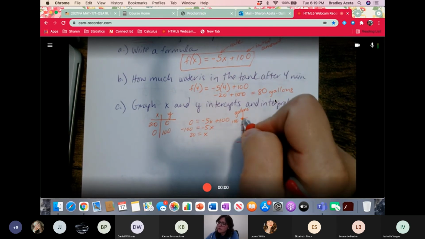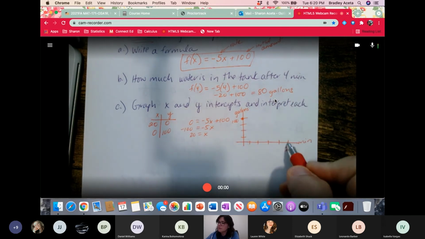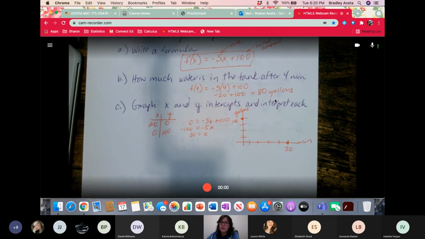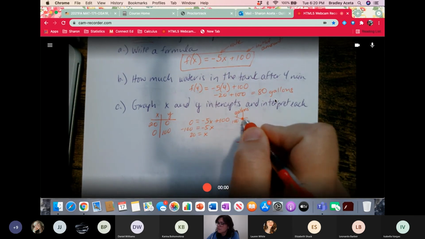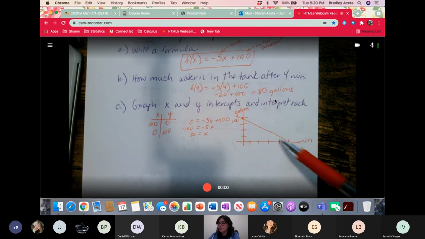And then 0, 100, that would be your y-intercept. 20, 0, that would be your x-intercept. And then there, that would be your graph. It should be negative because you're draining water. Water should be decreasing. And so you're trying to explain this.